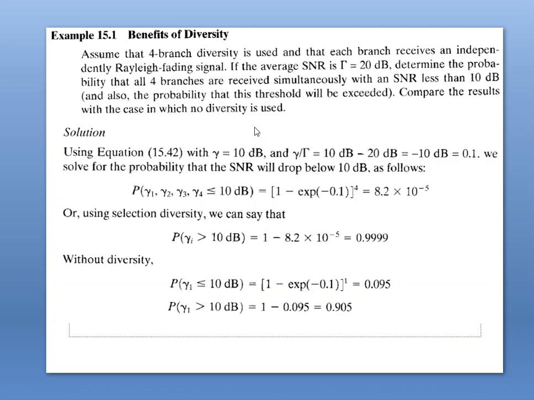So if you observe the analysis between with diversity and without diversity, if you consider selection diversity with greater than 10 dB, that is approximately equal to 0.99 probability. But without diversity, that is equal to 0.905. That is the main difference between the values obtained by using the diversity mechanism and without the diversity mechanism.